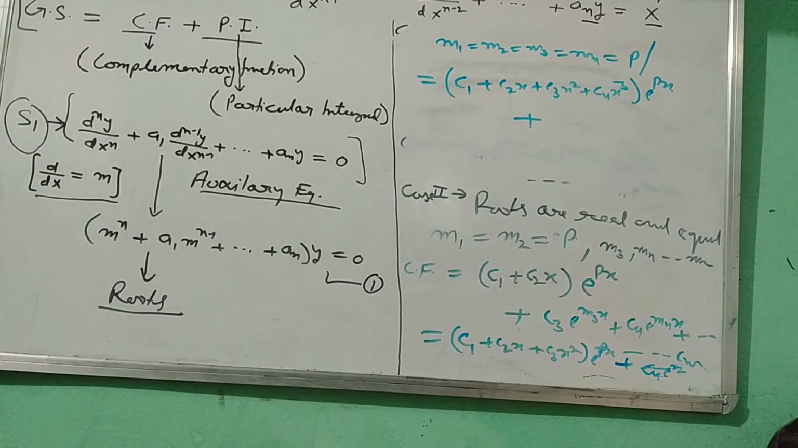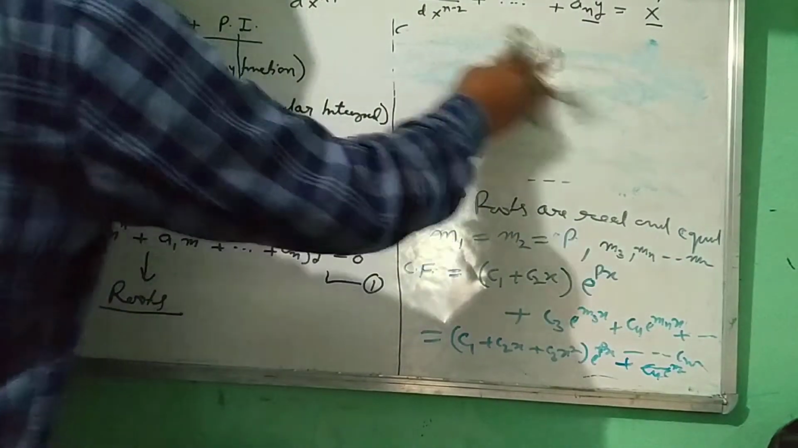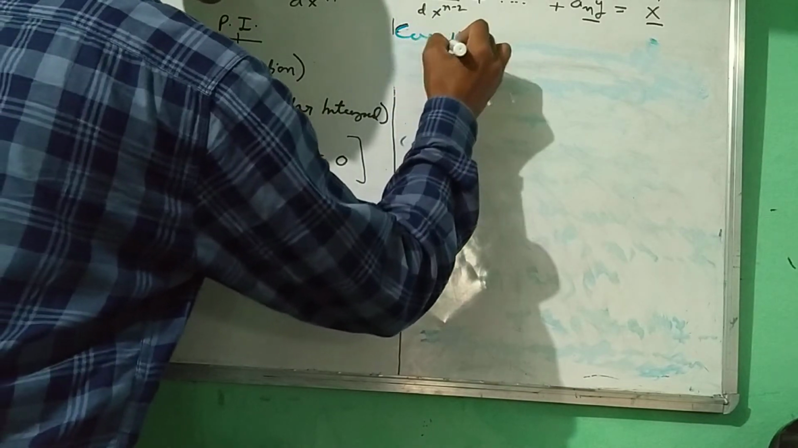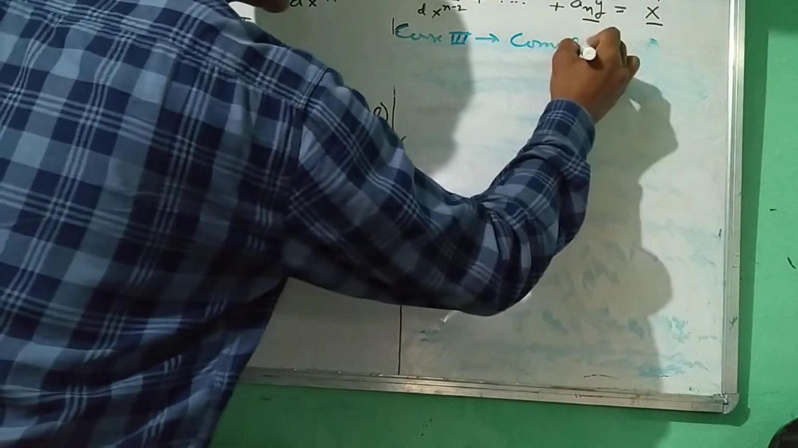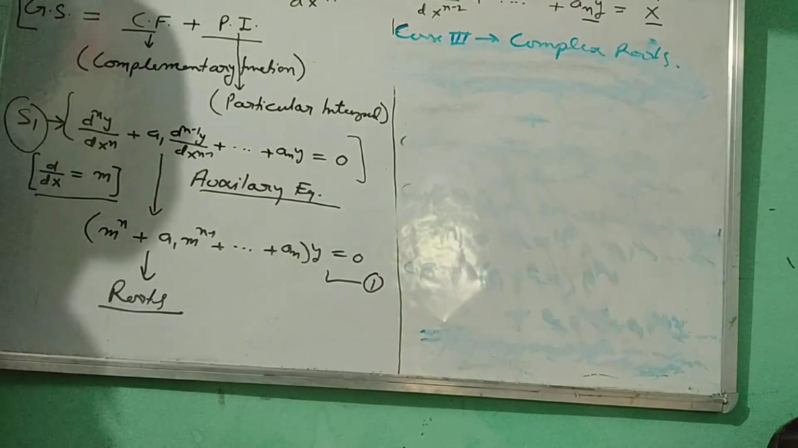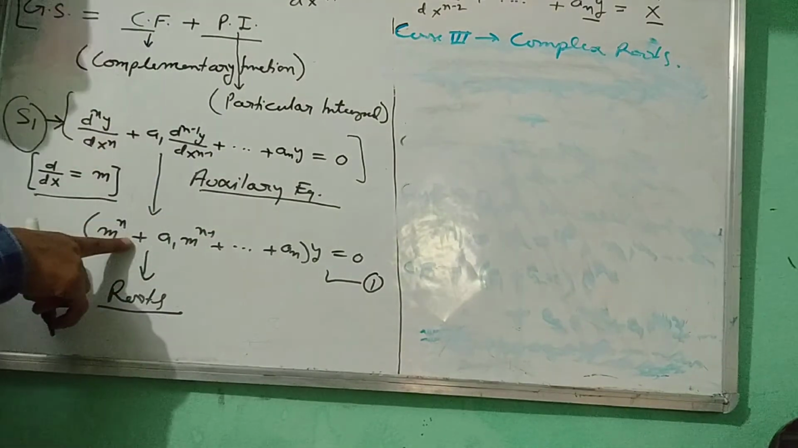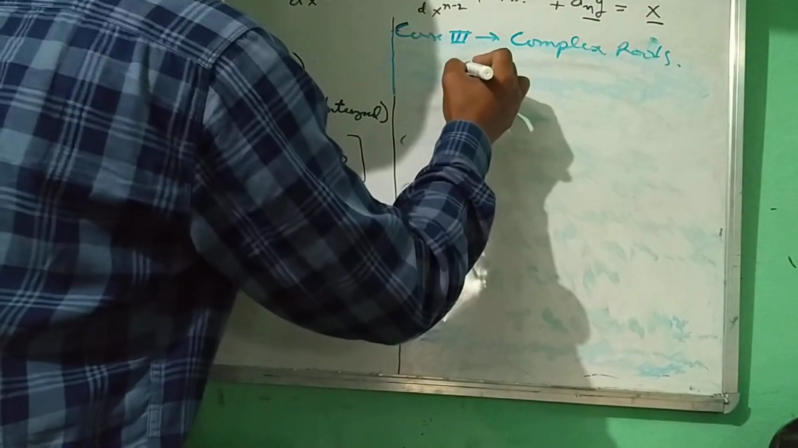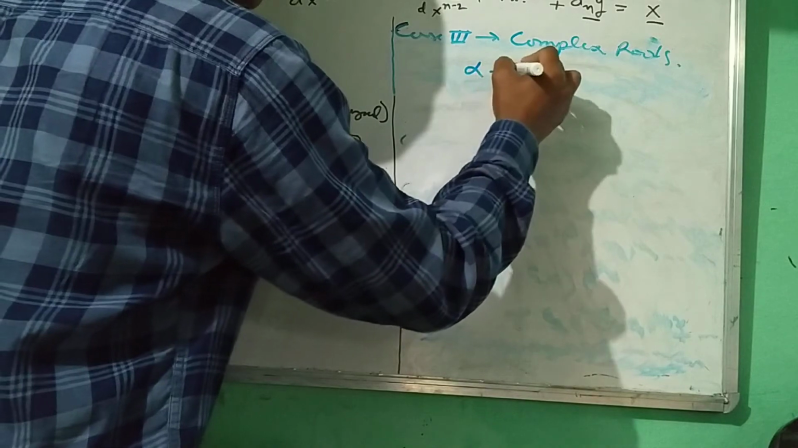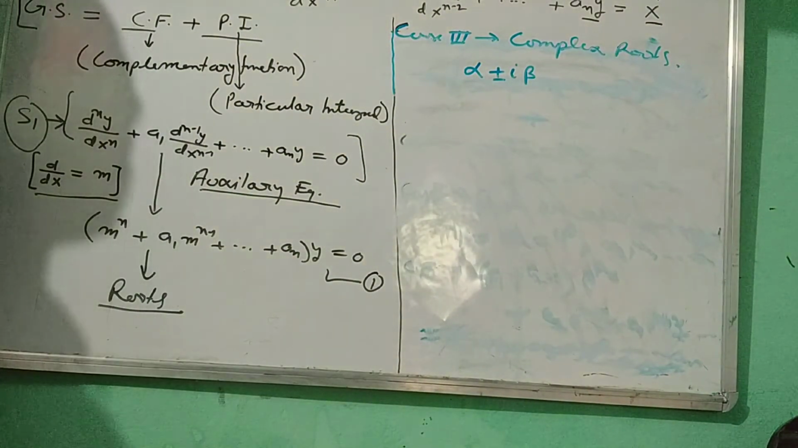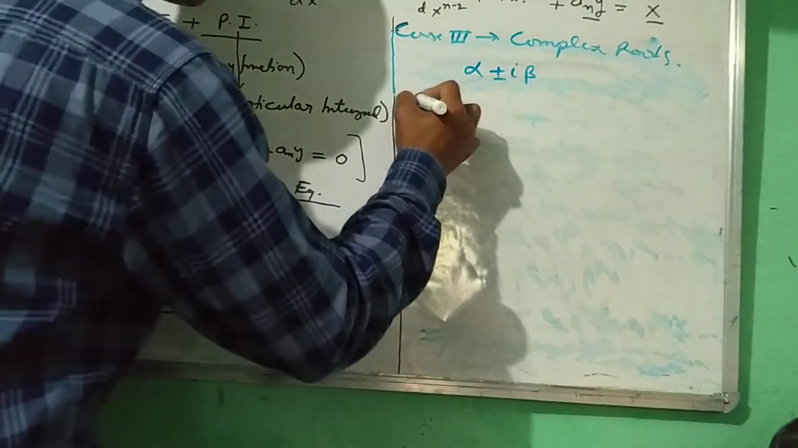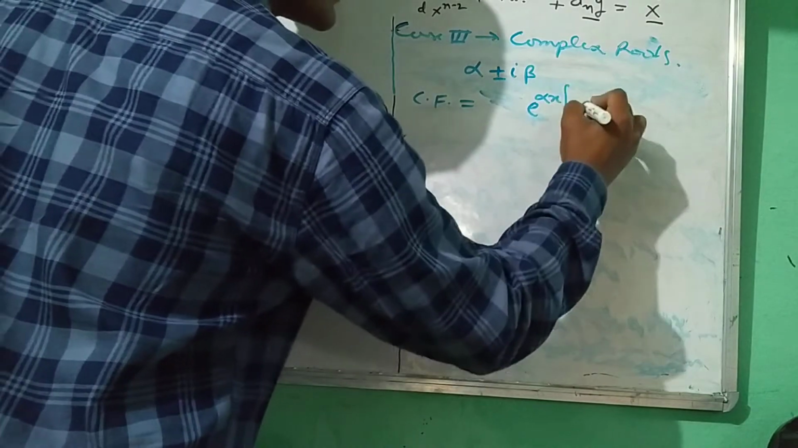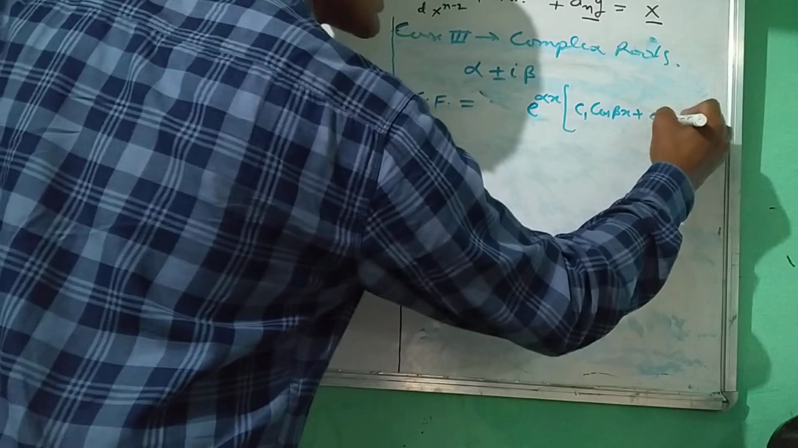Now the third case is if the roots are complex. Suppose the degree of the equation is 2, and the complex roots of this equation are alpha plus minus i beta. Then the complementary function for this type of equation is e to the power alpha x times (c1 cos beta x plus c2 sin beta x).